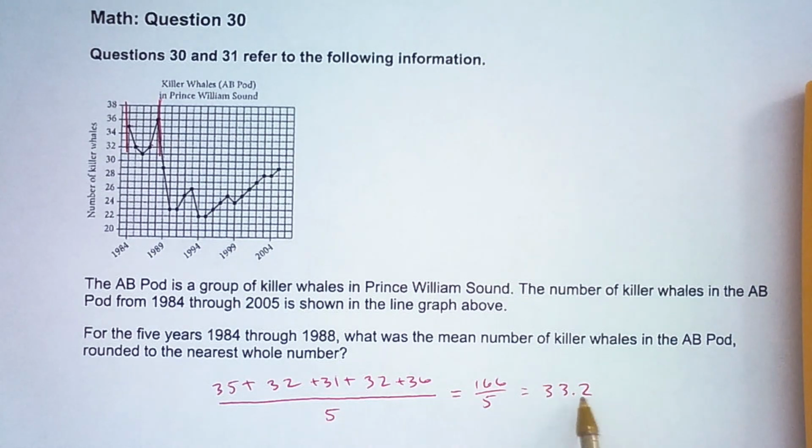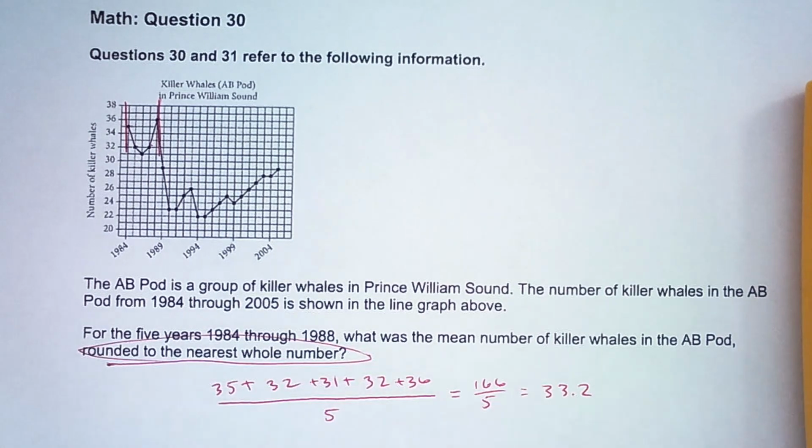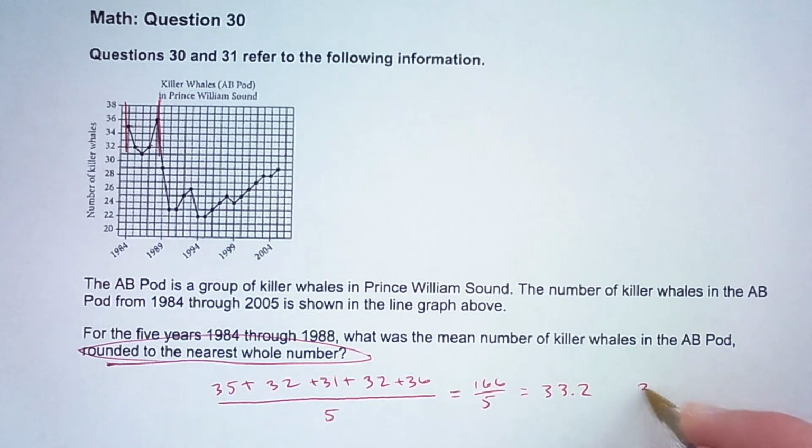Now 33.2 will go in the grid just fine, but it does say rounded to the nearest whole number. So if we put 33.2, we did all that correct work to put a wrong answer. Okay, we want to make sure we round correctly. 33 is what would go in the grid.